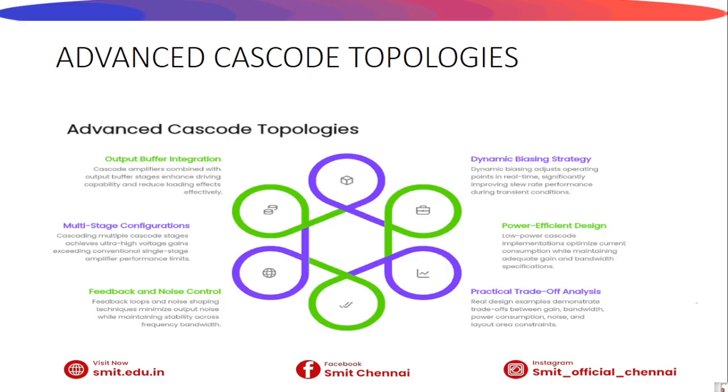Next, we see about the advanced cascode topologies. Building on the basic cascode, engineers have developed advanced cascode topologies to further optimize performance for specific applications. This can include folding cascodes, which allow for a larger output swing by shifting current paths, or regulated cascodes, which use feedback to further increase output impedance and improve power supply rejection.